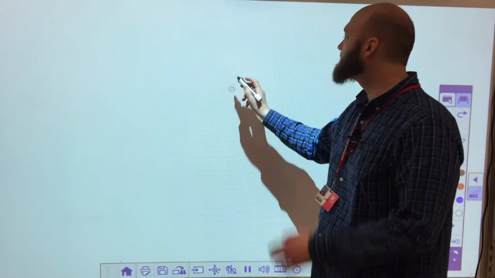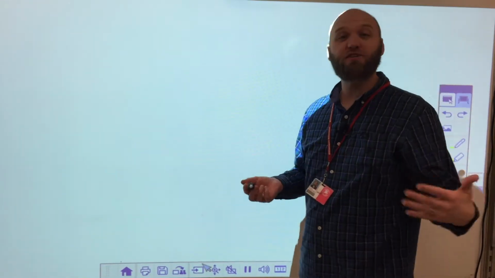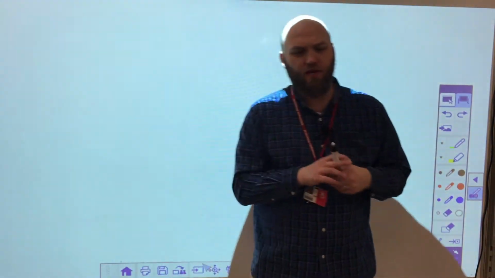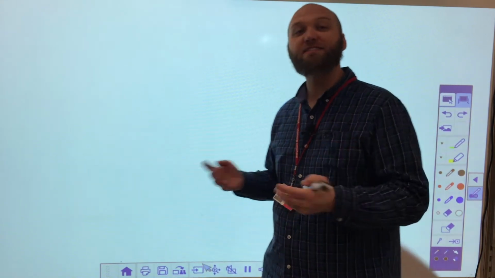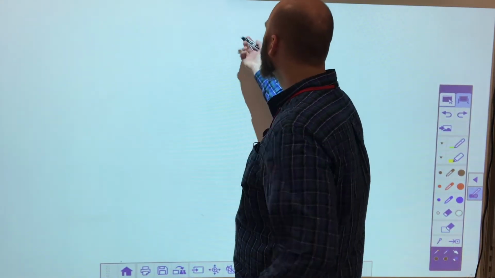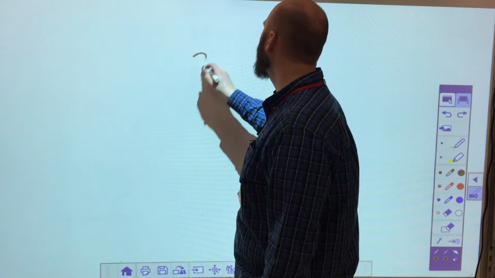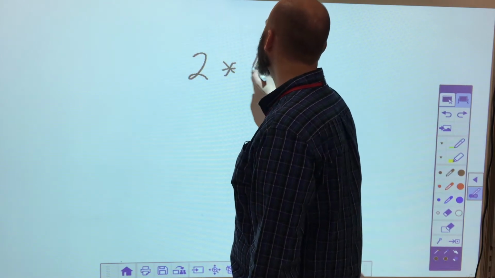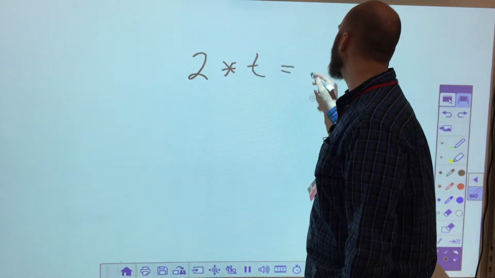We're going to continue solving equations, but it's going to be with multiplication and division. So let's not make it any more difficult than it really needs to be. It's the exact same thing that we've been doing up to this point, right? But we're going to take, let's say, 2 times t equals 28.